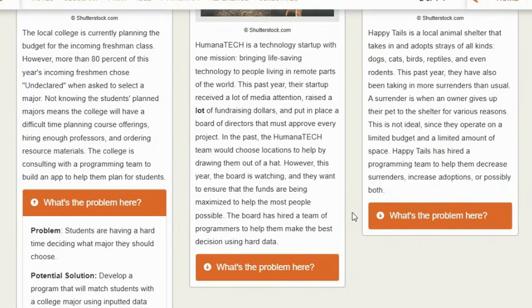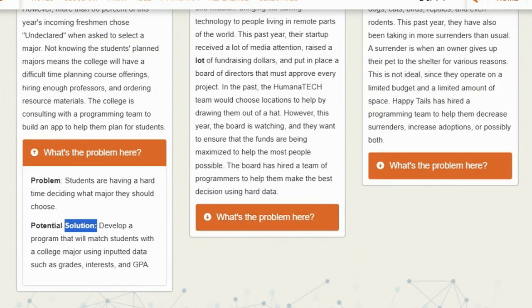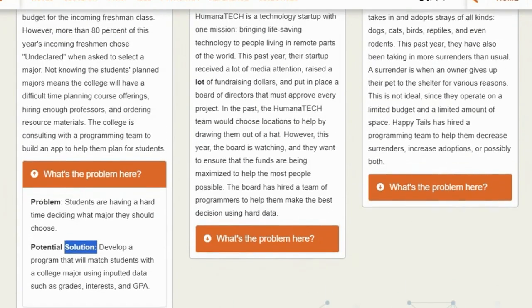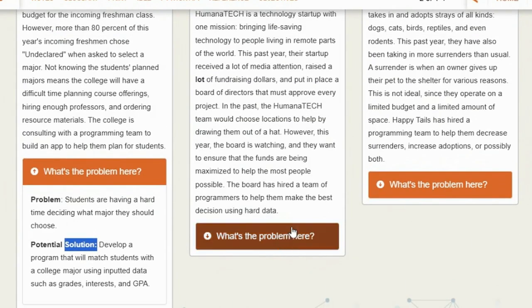I can imagine the projects they're looking at. They need to find a location where they can help the most people. Absolutely. So they gave a potential solution over here. So let's think about that. What would be a solution? I would guess that if they have all these projects, they must have a list of them, because they don't just draw them out of a hat. They have all these locations.